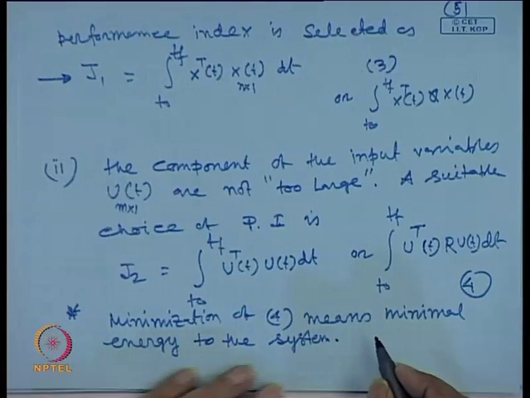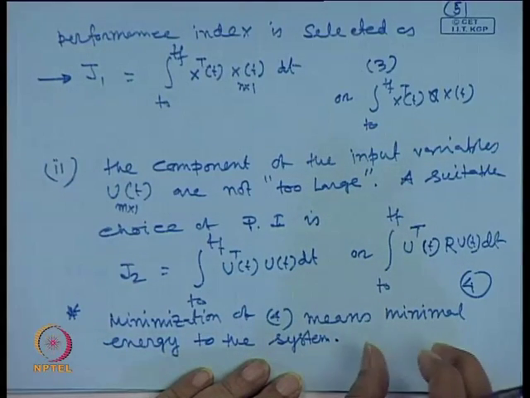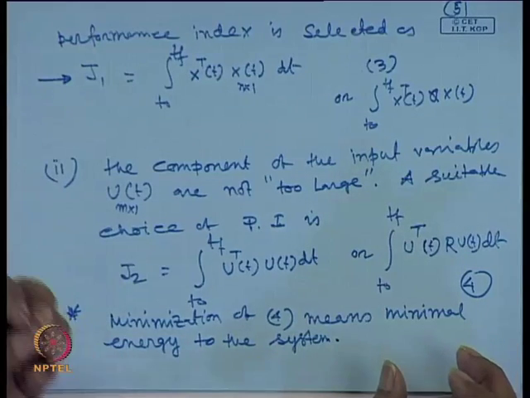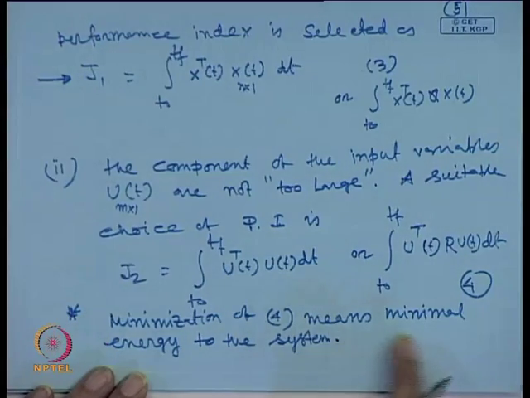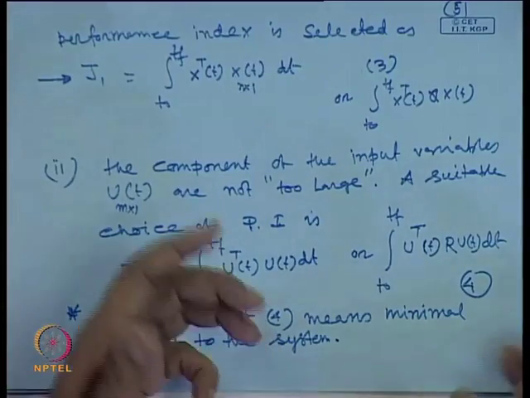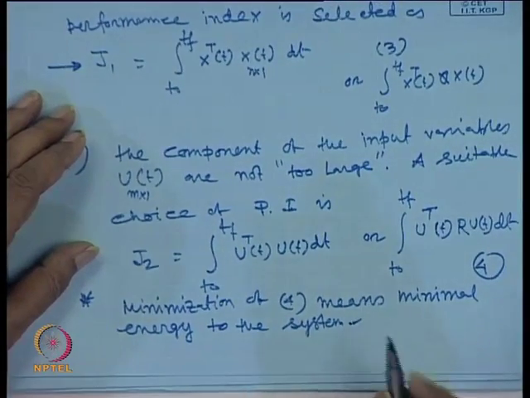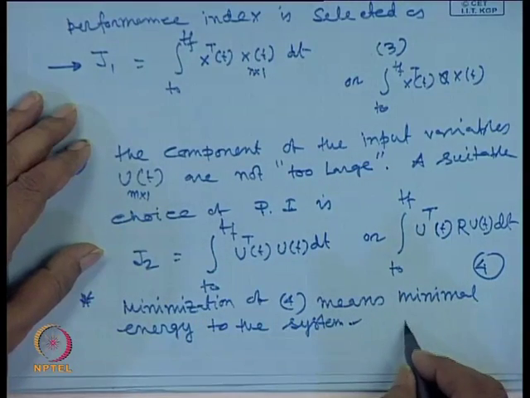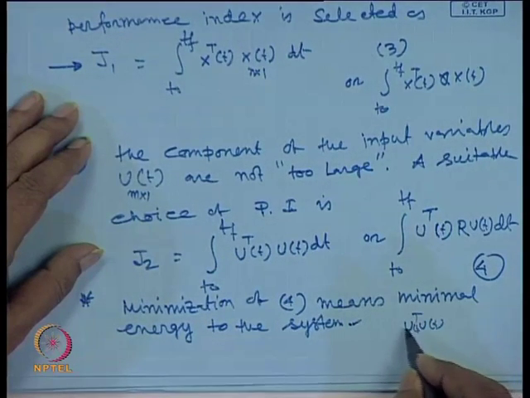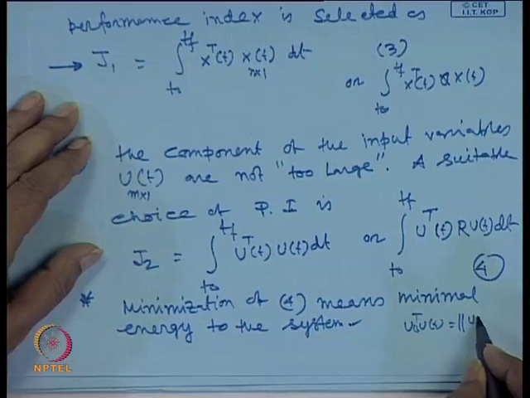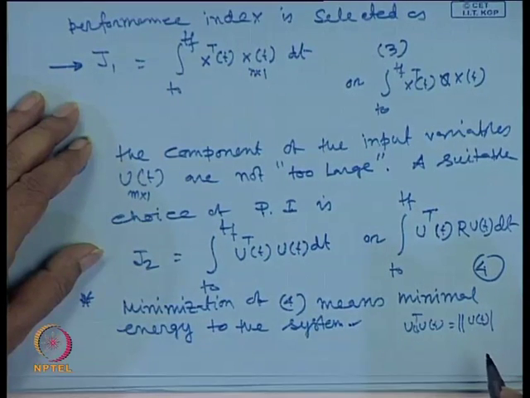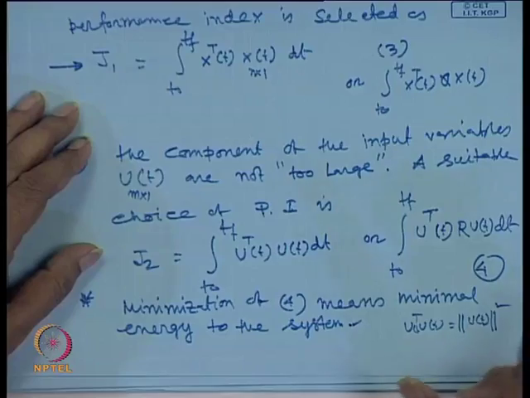Because input is generally related to the energy consumed in the circuit or in the system. So, u transpose u indicates nothing but the norm of u of t squared. It is nothing but the control effort or control energy involved in the system. Control energy is supplied to the system.